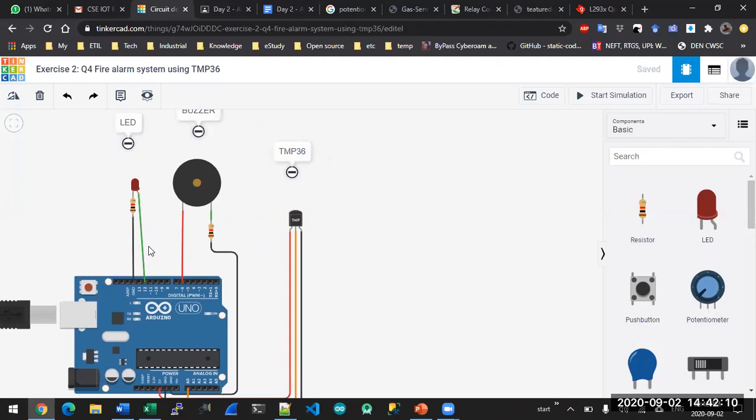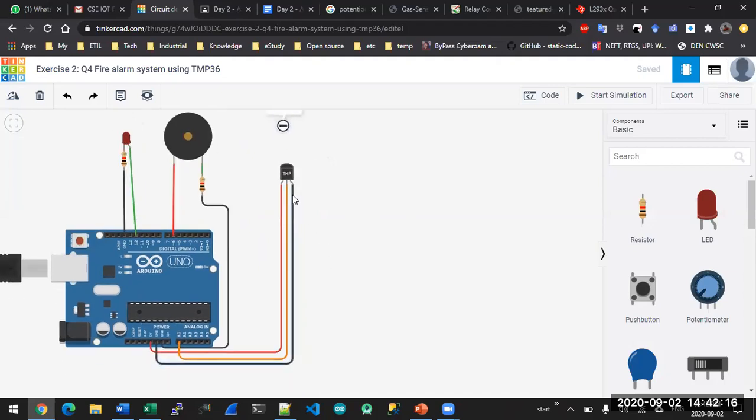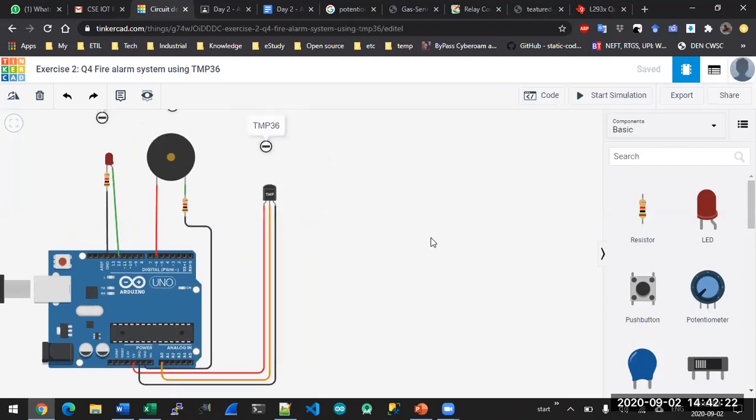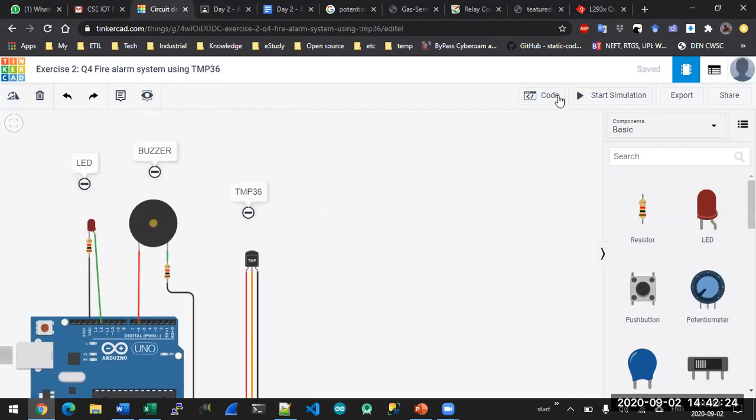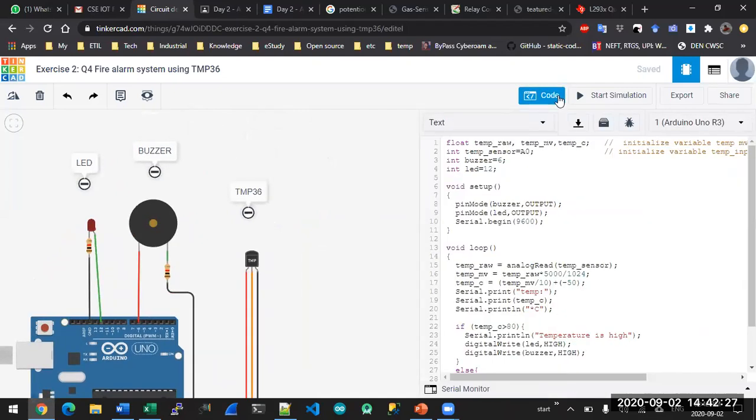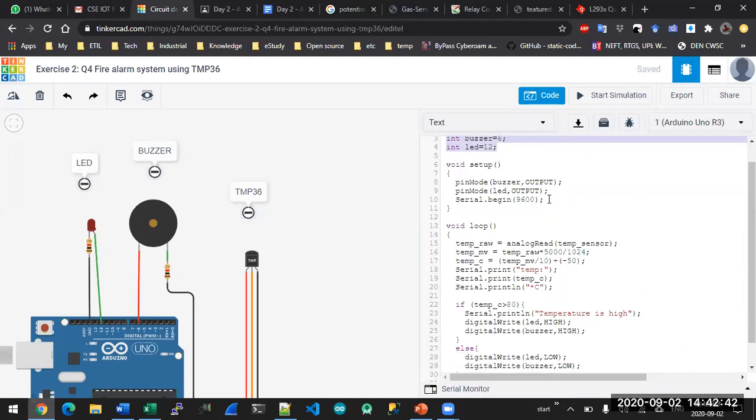The LED in this experiment is interfaced to pin number 12, the buzzer to pin number 6, and the temperature sensor is an analog sensor, so it is interfaced to analog pin A0. Now you can see the code. So this all was yesterday's code where you have taken the sensor pin number and the variables. So we have taken two more variables now, LED and buzzer. And in the setup, we have made the LED and buzzer as output, okay, because those are digital components, and for printing, Serial.begin 9600 baud rate.